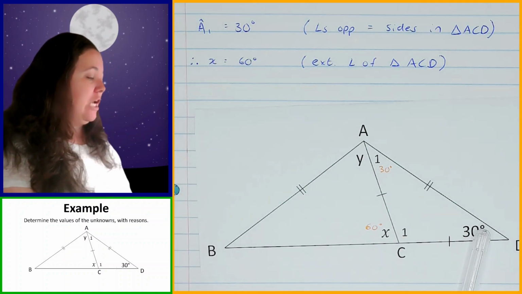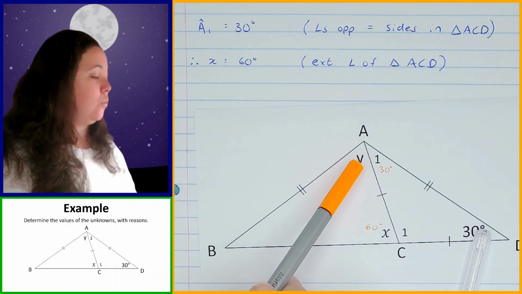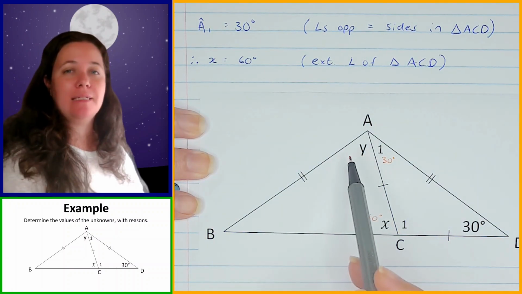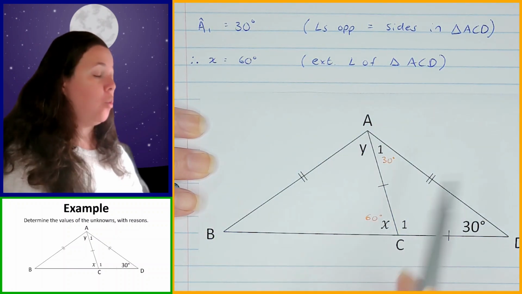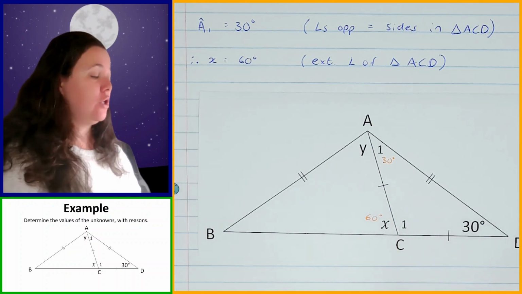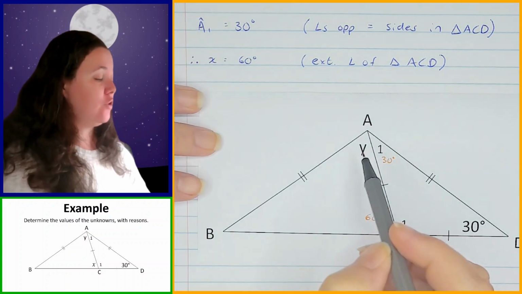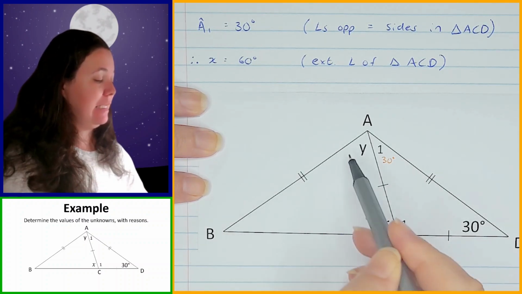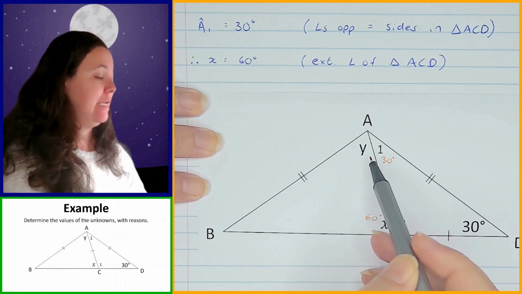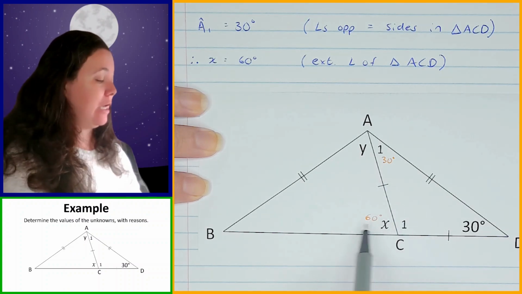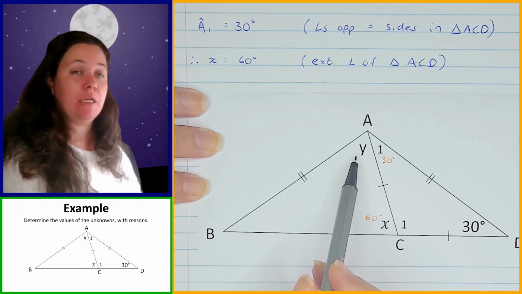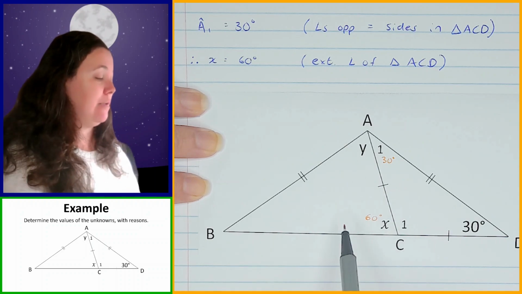Okay, so now I'm going to go and try and work out what y is. So to work out y, we need to look at where y is in the diagram and see what possible methods we could use to actually figure it out. So first of all, y is sitting inside triangle ABC. It's an interior angle of triangle ABC. So if I know the other two angles in that triangle, they can help me to work out y because I can use the sum of the interior angles of triangle ABC.